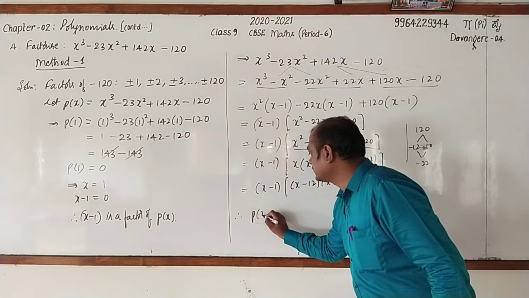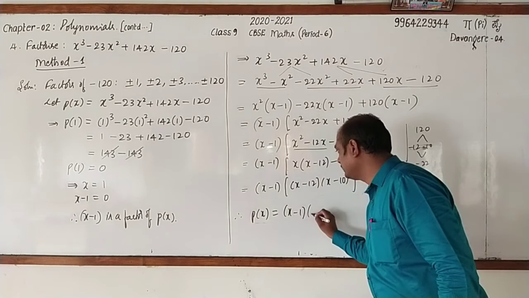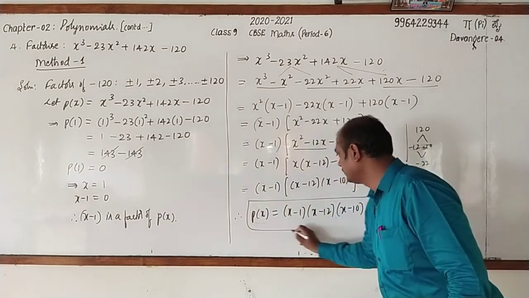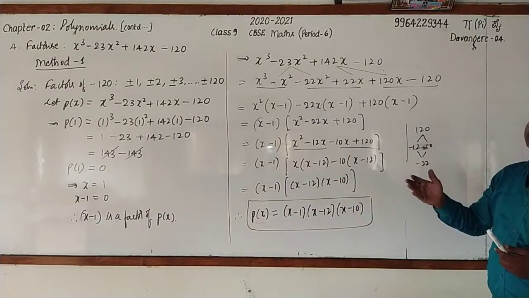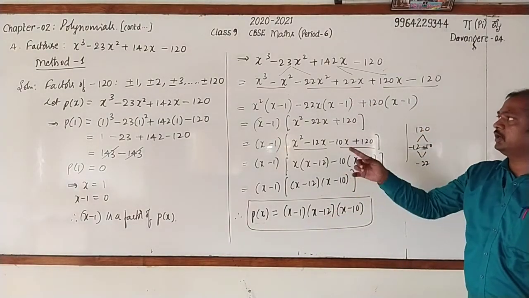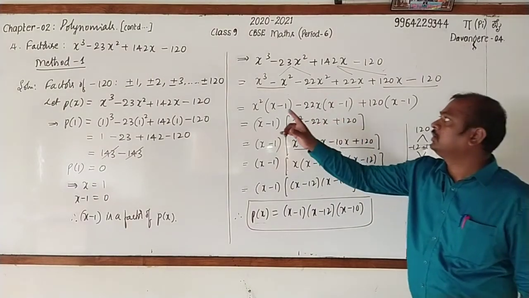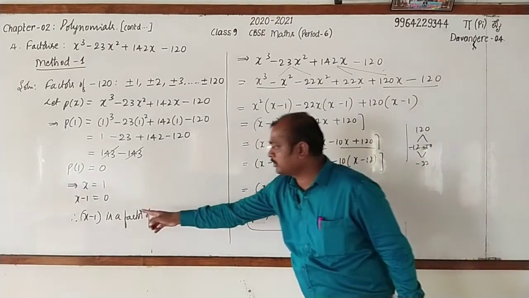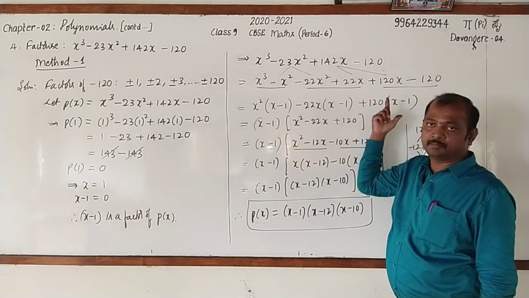The factorization of given polynomial p of x, it is x minus 1 into x minus 12 into x minus 10. This is method of factorizing. There are actually more methods, 3 methods. Just I have taken only one method. This is the way you have to factorize cubic polynomial. Understood? And this step is very important. You have to observe what first factor you will get, and based on that you can go for splitting them.